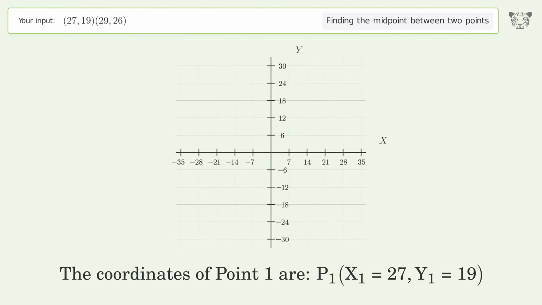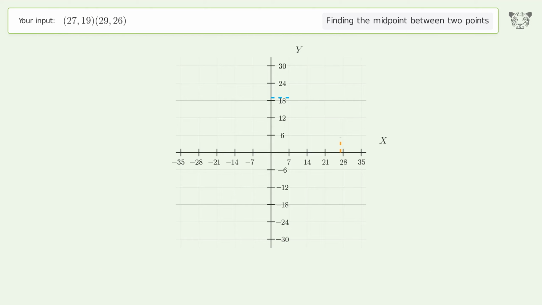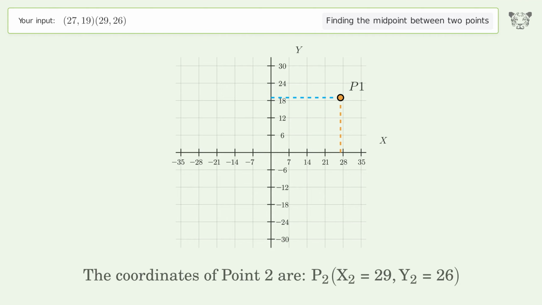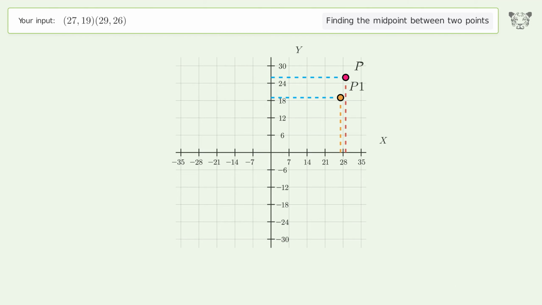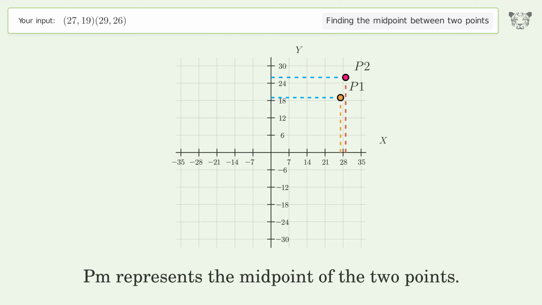The coordinates of point 1 are x1 equals 27, y1 equals 19. The coordinates of point 2 are x2 equals 29, y2 equals 26. PM represents the midpoint of the 2 points.